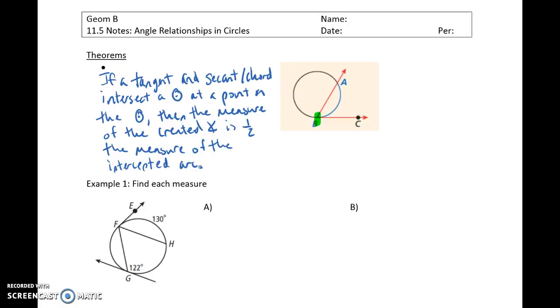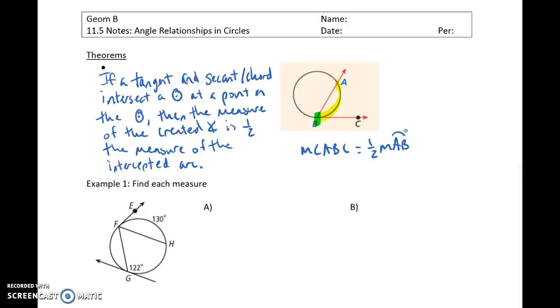So it has the exact same relationship as the inscribed angle. So the measure of angle ABC is going to be 1/2 of the arc that it intercepts. And you'll see it intercepts this arc from A to B, right? That's the part that's kind of inside the mouth of that angle.